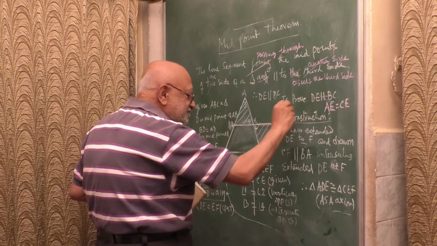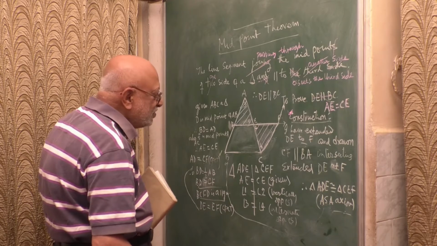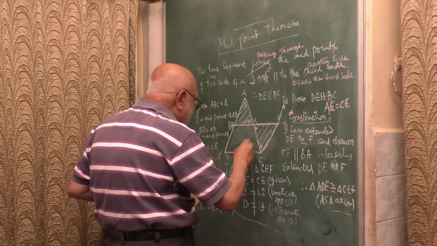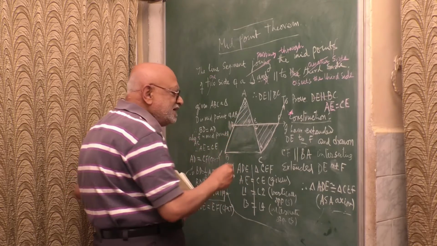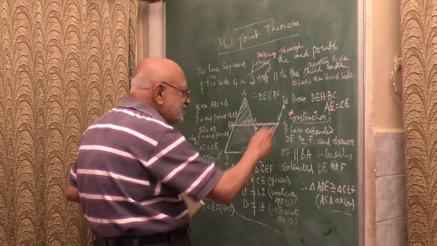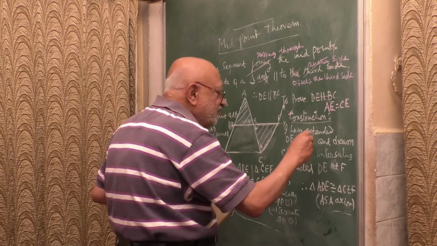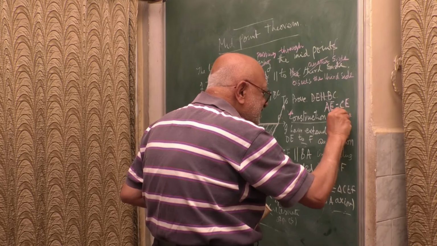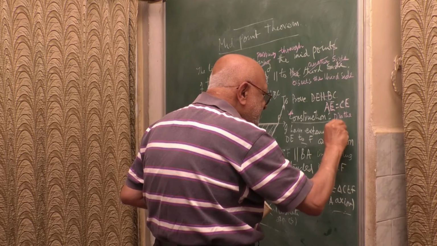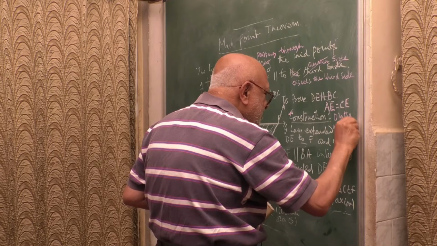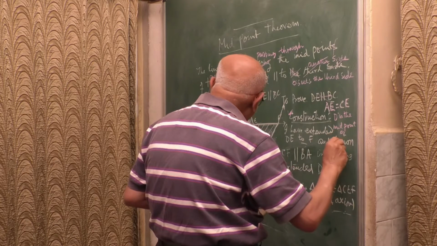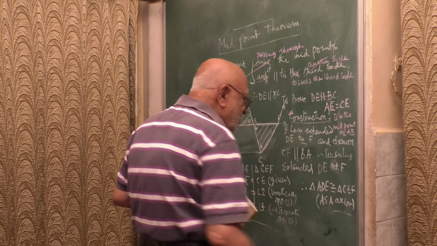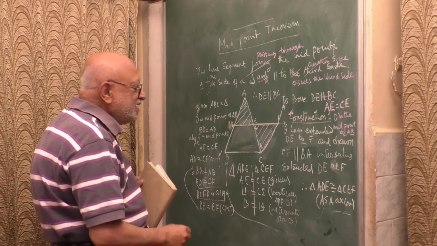Construction remains the same. Okay, so I have extended D to this thing. So D is the midpoint of AB, given. Okay, DE is the midpoint of this, given.